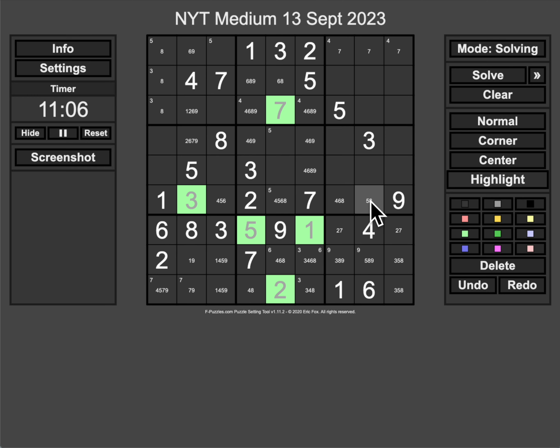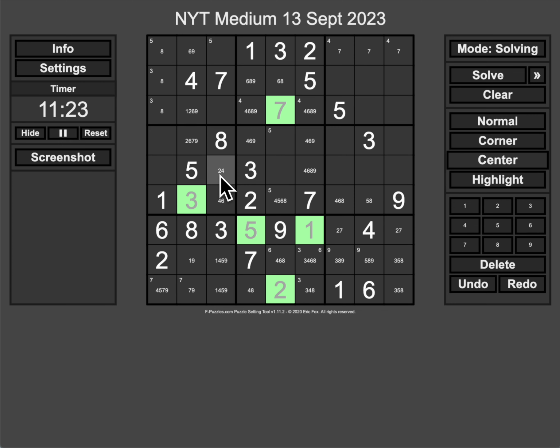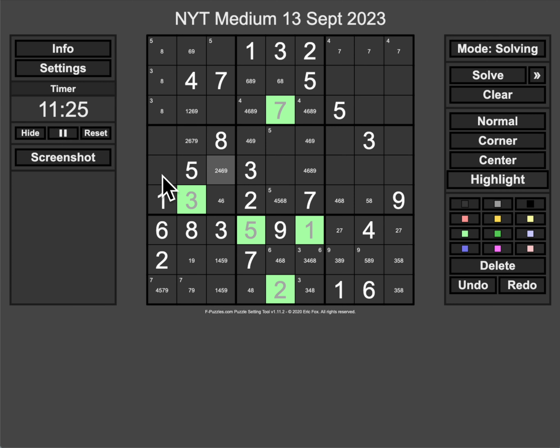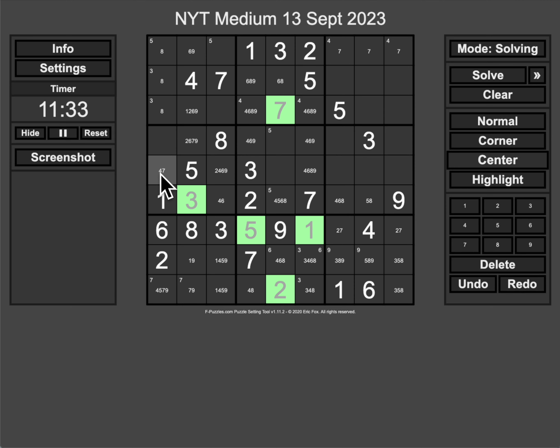No. Why did I put 5 there? Silly me. 1, 3, 5, or 8. This is 2, 4, 6, 7, or 9. Okay, this is 2, 4, 6, or 9. I'm looking at box 4. This can't be 2 or 6. It's 4, 7, or 9.